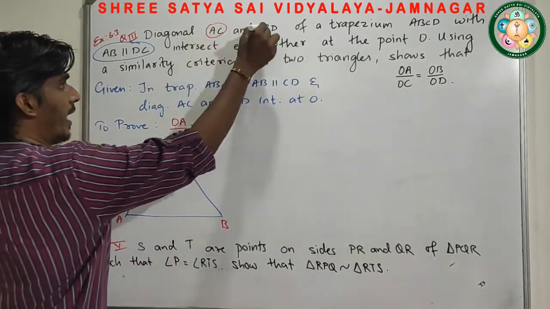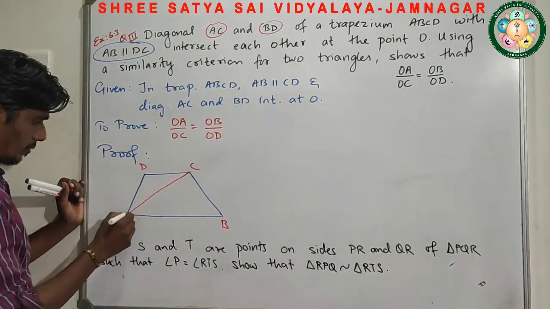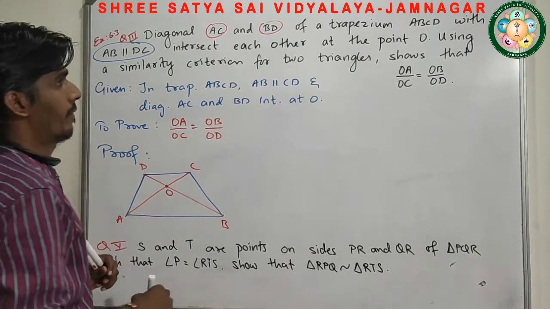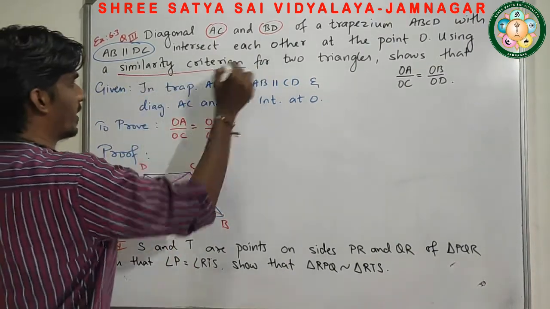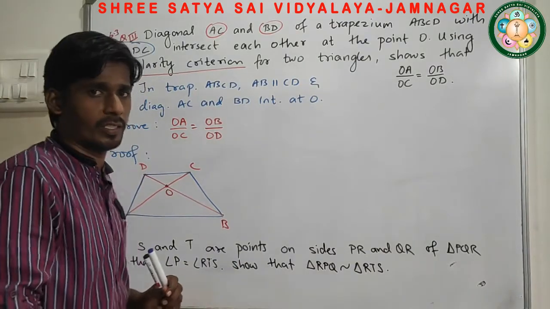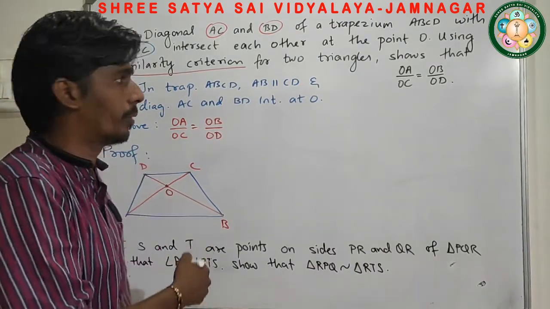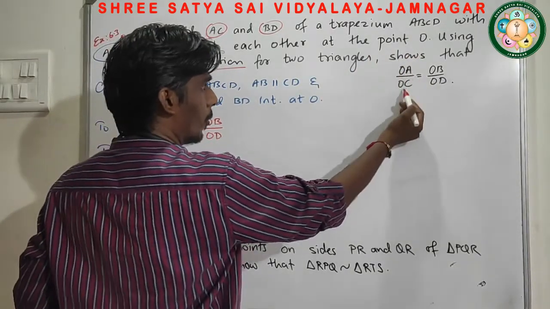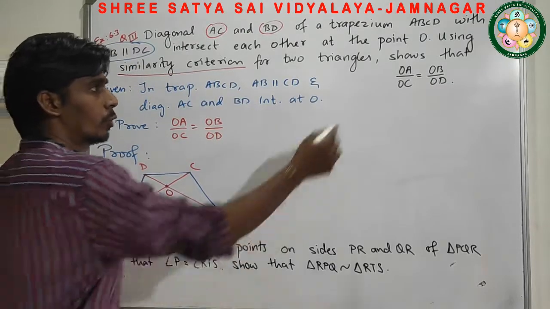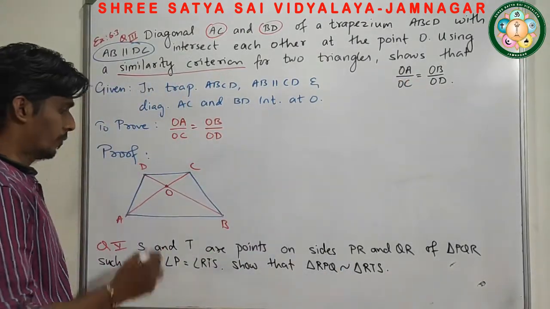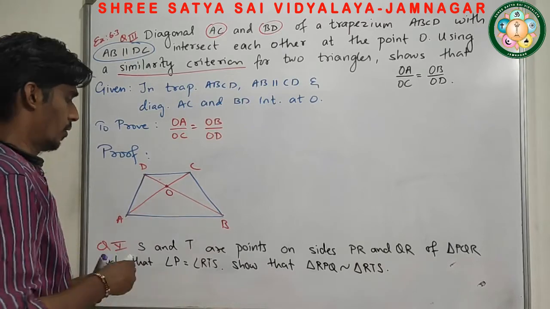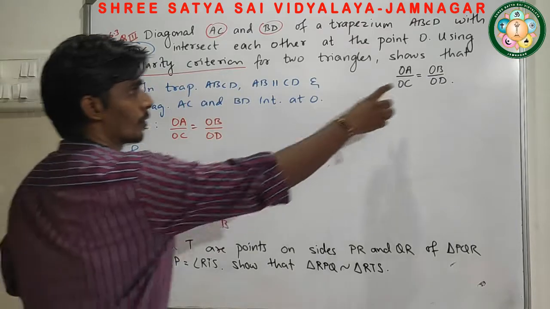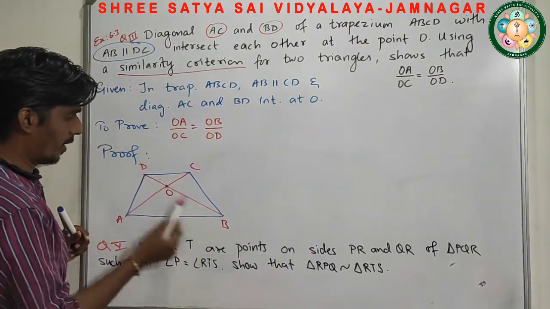So this AC and BD intersect at point O. Using a similarity criteria, means the three criteria which we discussed, out of that any one which is suitable, we have to prove that the ratio OA upon OC is equal to OB upon OD. To prove these ratios are equal, I have to prove these two triangles similar. Which two triangles? OAB and OCD, that is OA, OB and OC, OD.